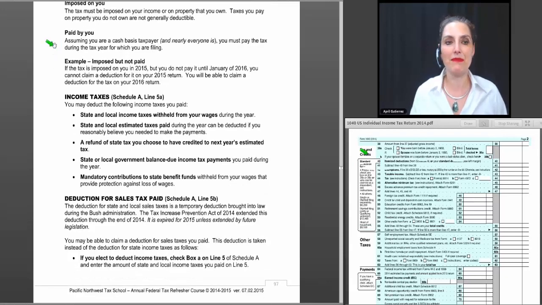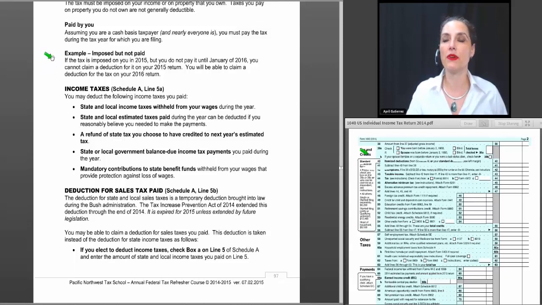To be considered paid by you, assuming you are a cash basis taxpayer, and nearly everyone is, you must pay the tax during the year for which you are filing the return. For example, a tax is imposed but not paid. If the tax is imposed on you in 2015, but you do not pay it until January of 2016, you cannot claim a deduction for it on your 2015 return, but you will be able to claim a deduction for the tax on your 2016 return.